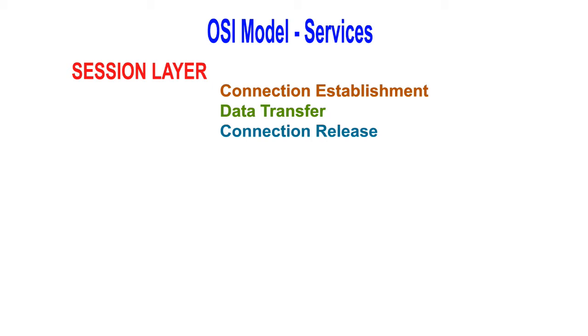Planned connection release usually is accomplished by agreement between the two systems, similar to both parties saying goodbye to end a telephone conversation. Accidental connection release usually is caused by loss of connection.